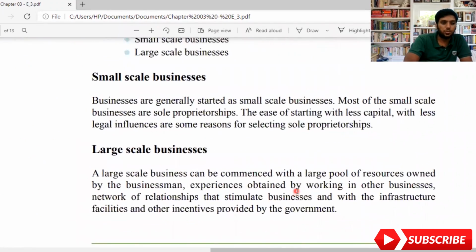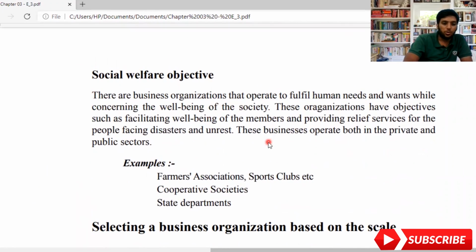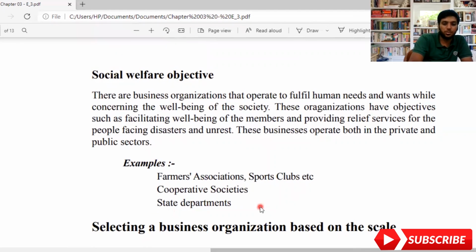So let's move on to the next part without wasting our time. Non-profit organizations, their main aim is to help people inside the country, out of the profit objective. The main target is to help the people. So it is a social welfare objective or non-profit objective. Here they can have sports clubs, associations, cooperative societies, and state departments as good examples.